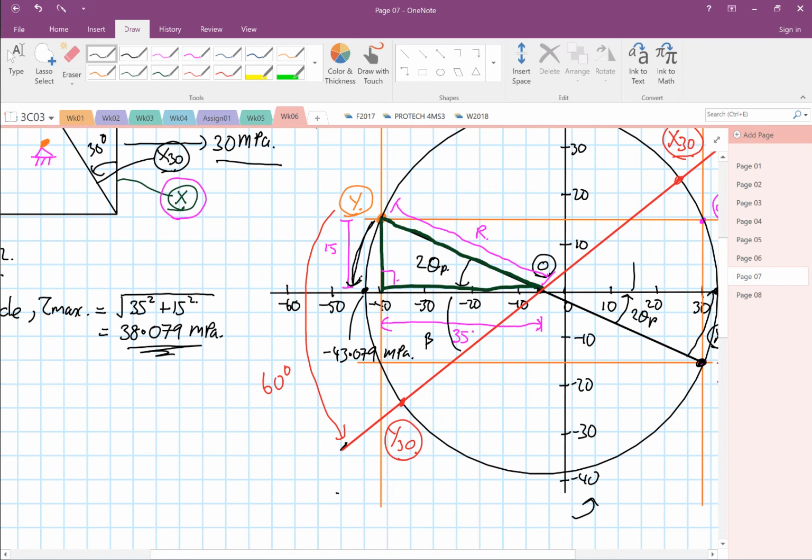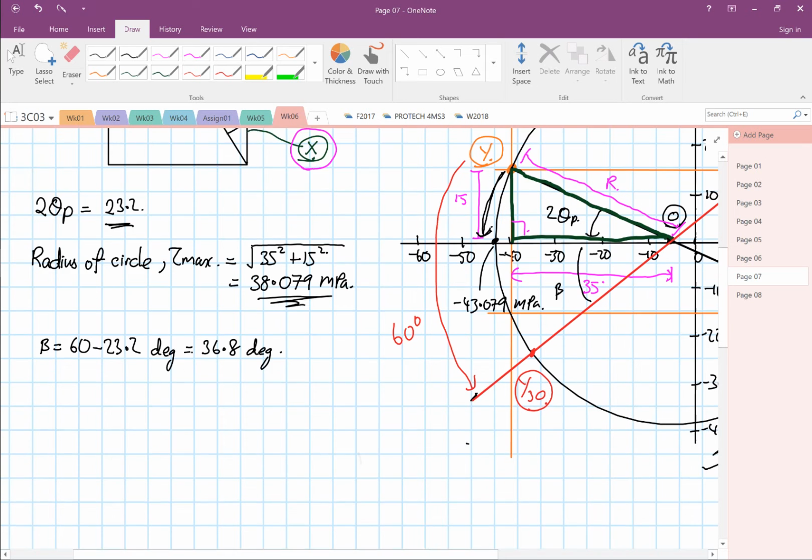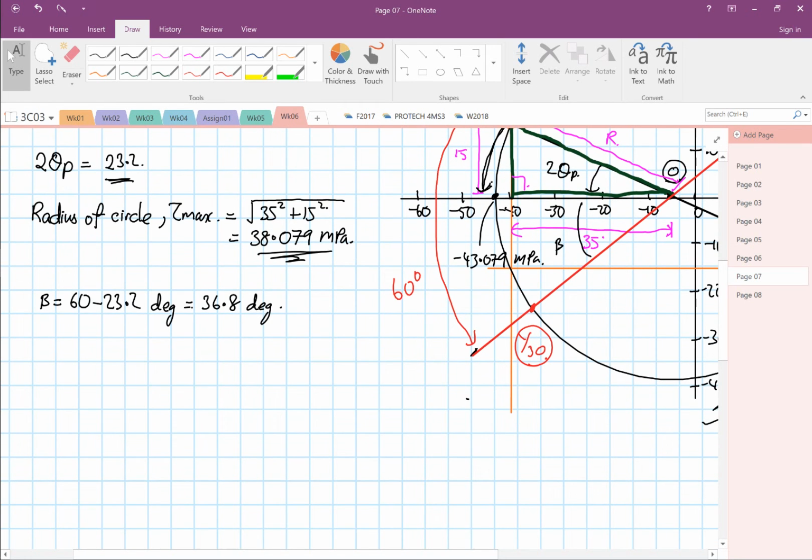Now you realize that the formulas change slightly, right? So our beta angle now, right? So beta angle is now equal to 60 minus 23.2 degrees, right? So 60 minus 23.2 is equal to 36.8. So we have found this. The procedure is still the same. We are going to find the stress. We're going to find what is happening at Y30.